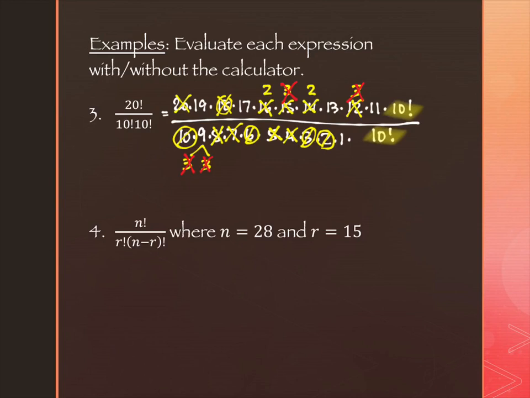I'm running out of colors. Let's go with a blue. I'll do a blue. So I have a 19, a 17, a 2, a 2, a 13, and I almost forgot my 11 even. 11 there too. Those are all the values that I need to multiply. 19, 17, 2, 2, 13, and 11. Okay? Grab a calculator. Multiply those out.